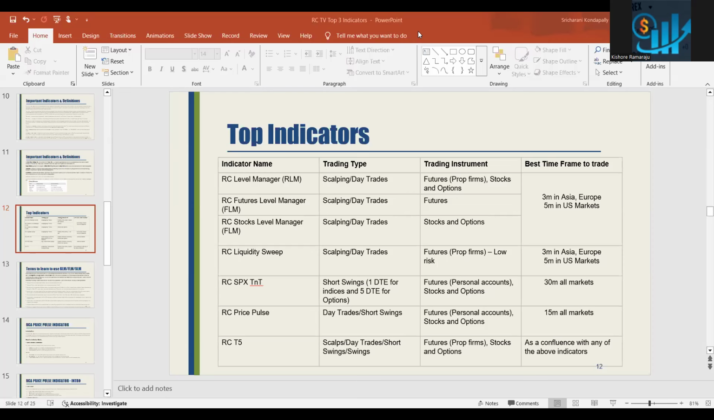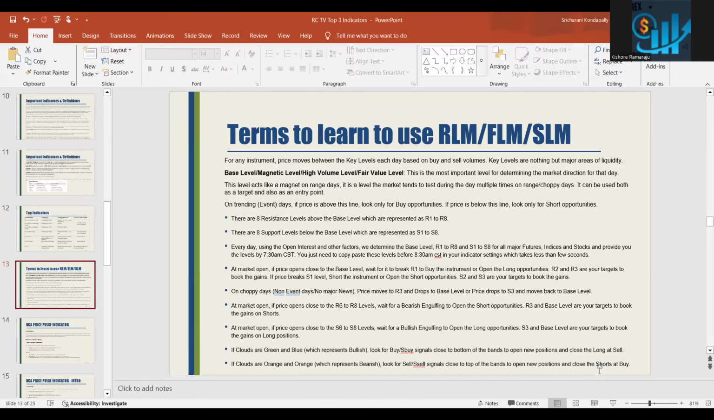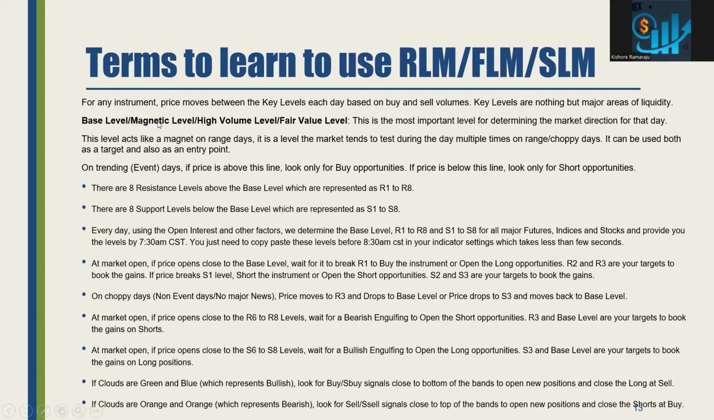Let us first understand the terminology. With futures level manager or RC level manager or stocks level manager, you have something called a base level, which is also called a magnetic level, a high volume level, or a fair value level, because that is the price where there are a lot of transactions. A lot of buyers are ready to buy. So that's why it is called a high volume level or a magnetic level.